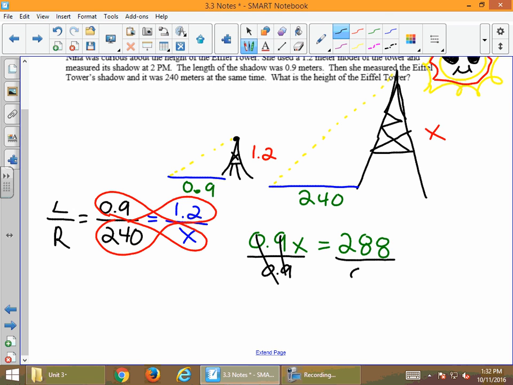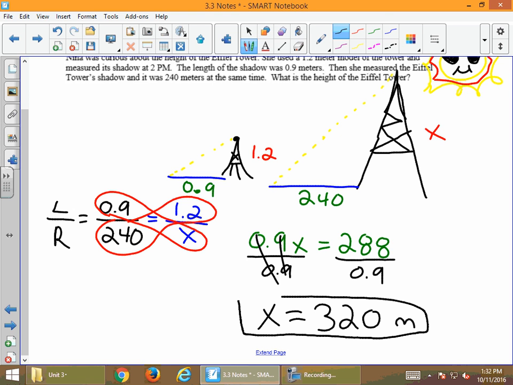This side's going to be x. So how tall is this in meters? So 320 meters. That's how tall the Eiffel Tower is, without physically climbing up there and getting it.